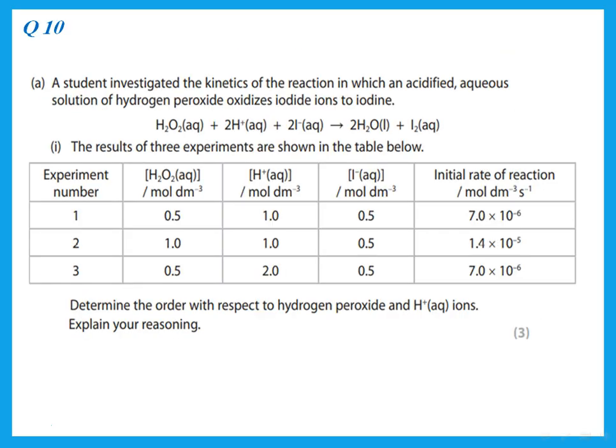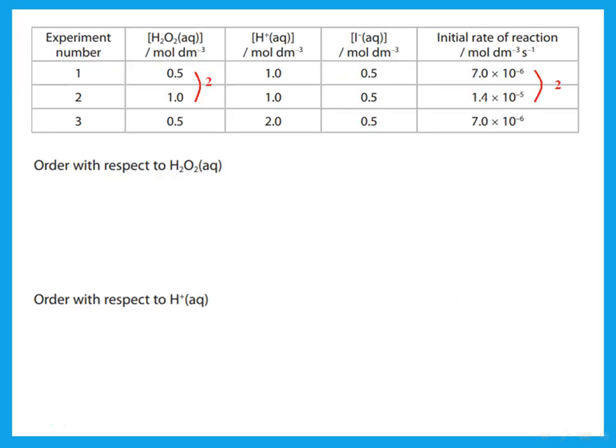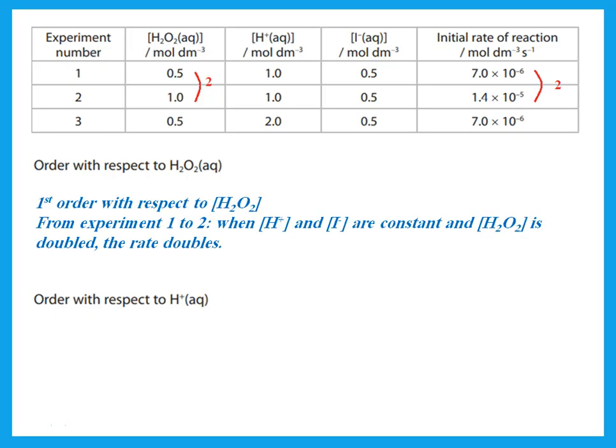Okay, this next question, very similar. A student investigated the kinetics of the reaction that is given. He gives me a table and says determine the order with respect to the peroxide and H plus ions. Again, let us take a look at this. This is the table. If I'm talking about the hydrogen peroxide, looking at experiment 1 and experiment 2, the H plus and I minus are constant. Now, what's happening to the H2O2? It is doubling from experiment 1 to experiment 2. What's happening to the rate? Doubling, then it is first order with respect to H2O2, and we explain.